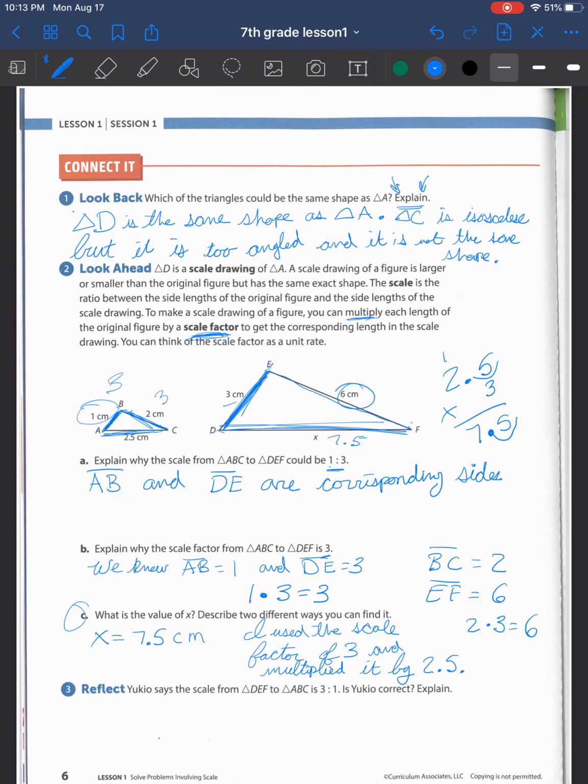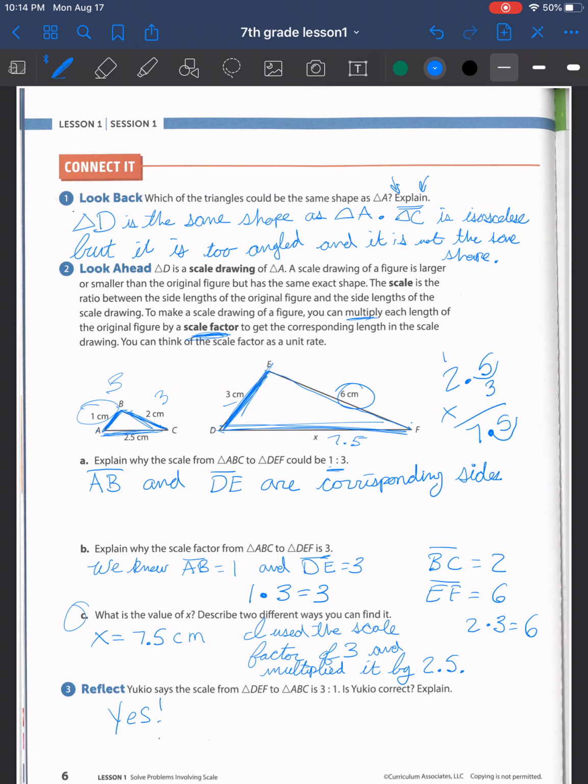Number 3, reflect. Yukio says the scale from triangle DEF to ABC is 3:1. Is he correct? Okay, so we said the scale from ABC to DEF was 1:3. So remember, that means we went from this triangle to this triangle. Okay, 1, 2, 3. Yukio is saying if I flip it and say DEF to ABC, it's going to be 3:1. Is he correct? And that is a big fat yes.